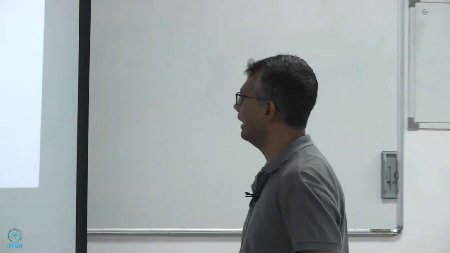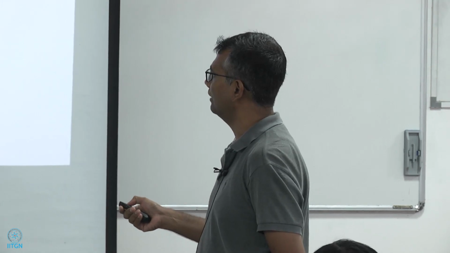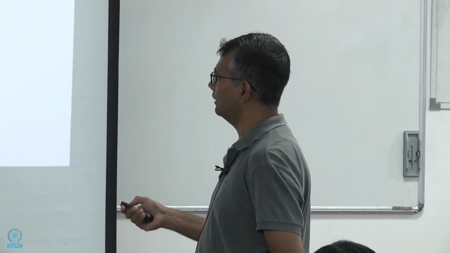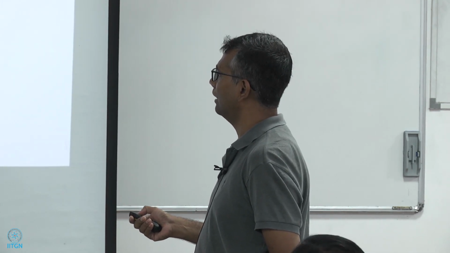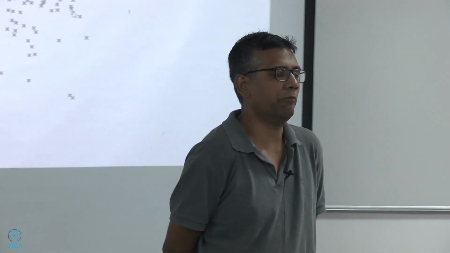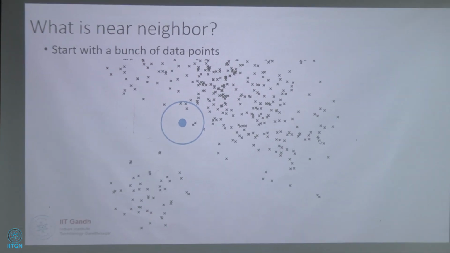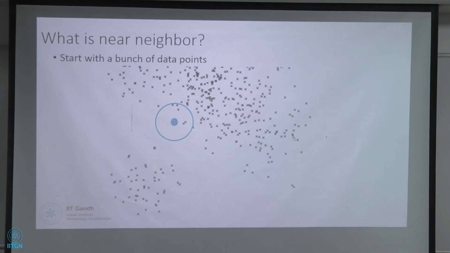Now you're given a query point, which is also a point in this space. Here I've drawn a circle, though it doesn't necessarily need to be a circle. You are just asking the question: give me the nearest neighbor of this blue point from among the points that you have. It's that simple.